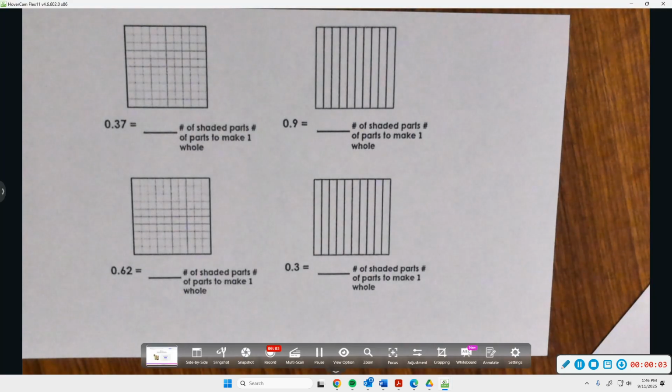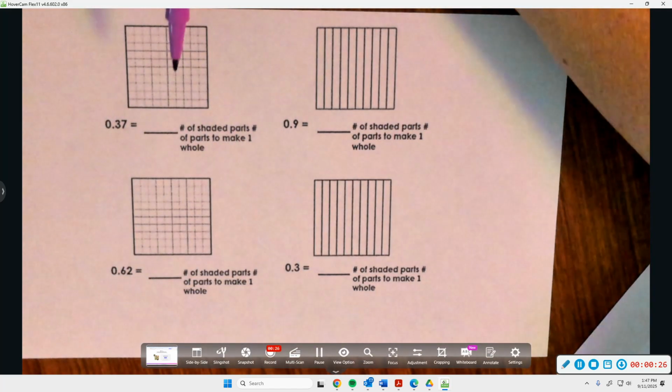All right, we are going to start our lesson today on decimals. We've been talking about decimals for the past couple of days. Today the focus is going to be, can we take a decimal to a fraction? Can we take a fraction to a decimal? And can we write decimals in expanded notation?